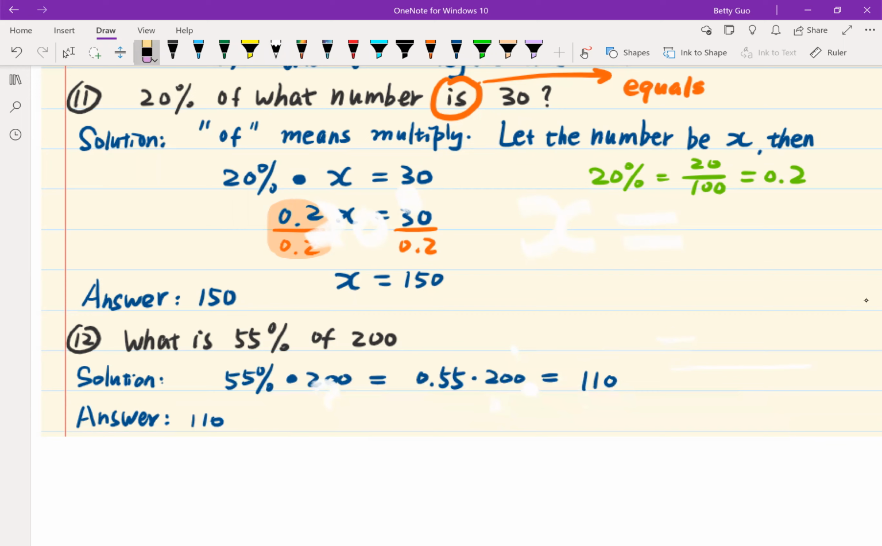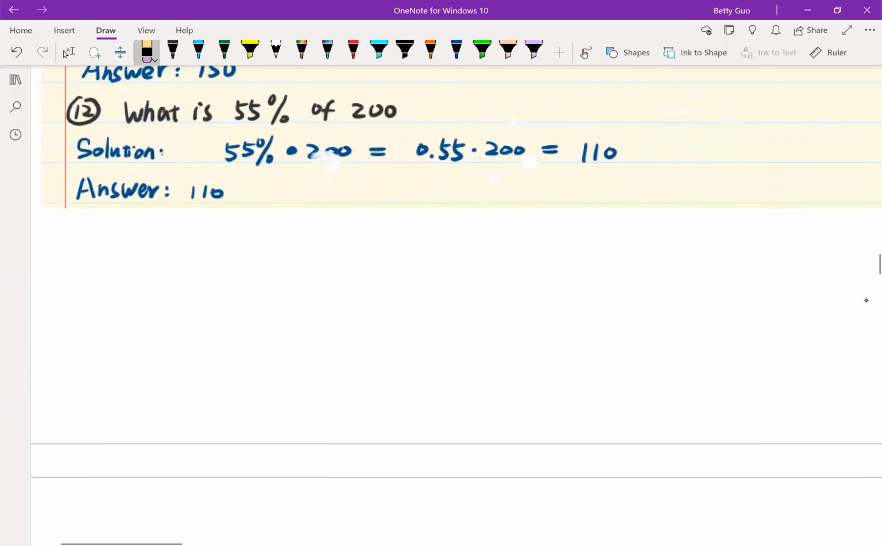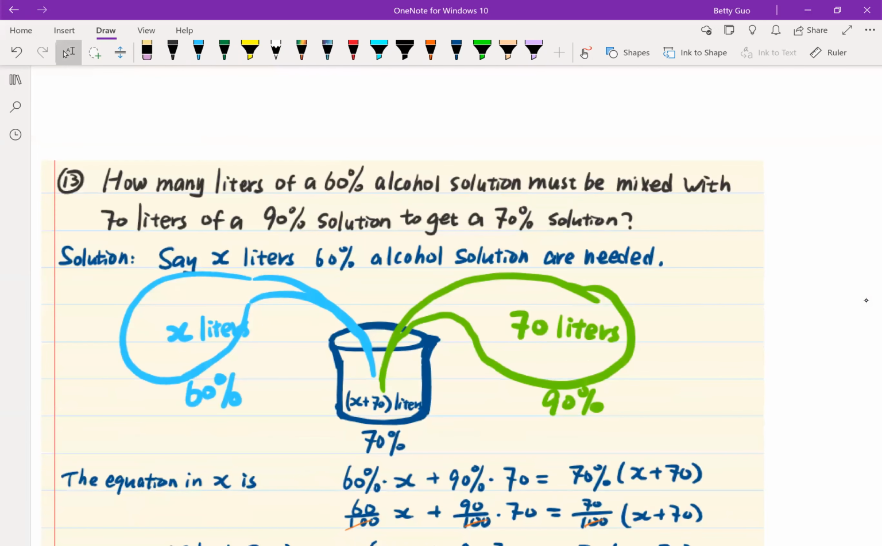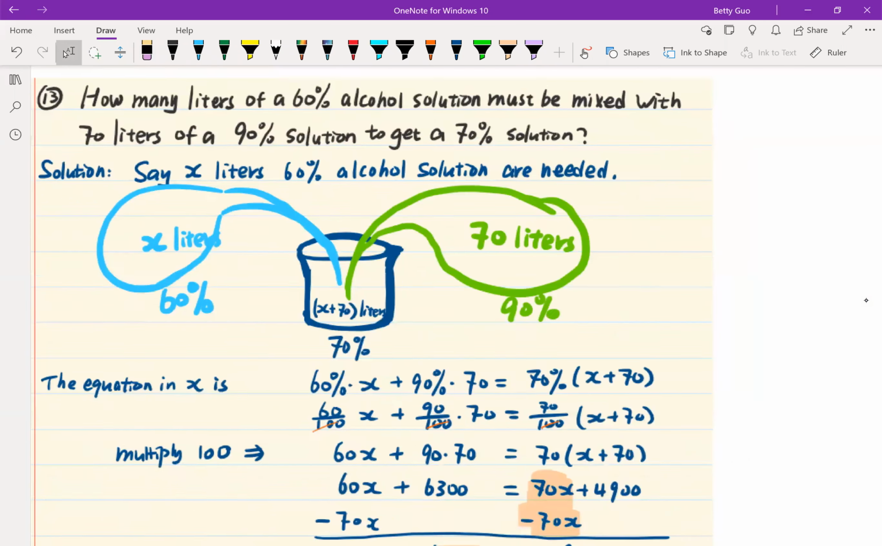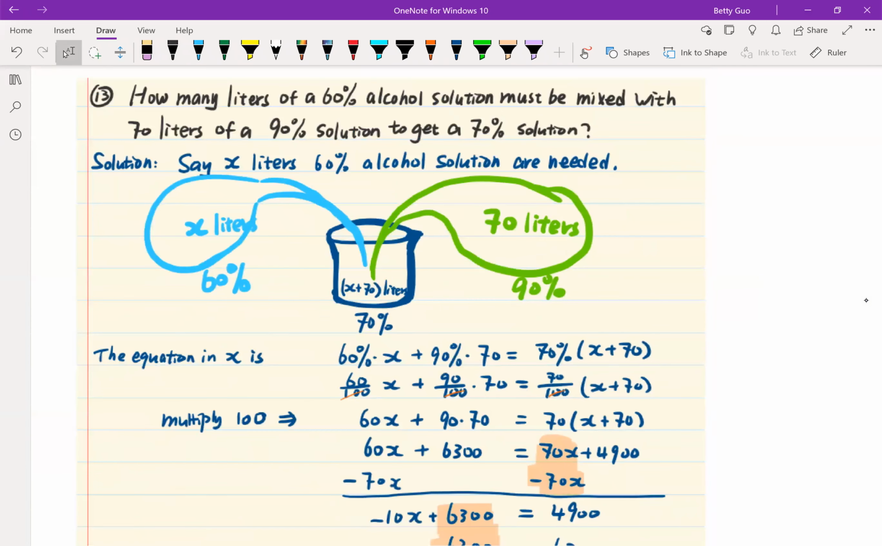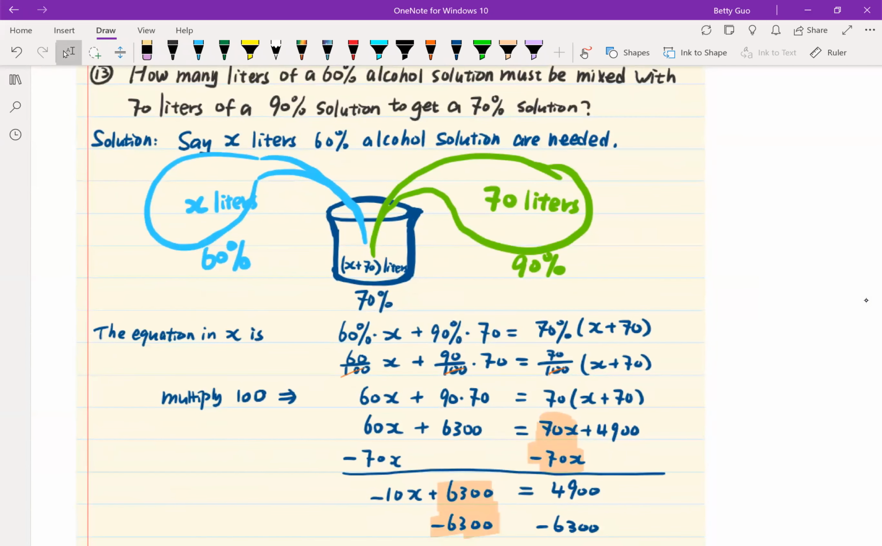It's 110, okay? You need to know how to convert a percentage to decimal, and also you need to know that OF here means multiply. That'll be good enough. That's number 12. Number 13 is a mixture problem.